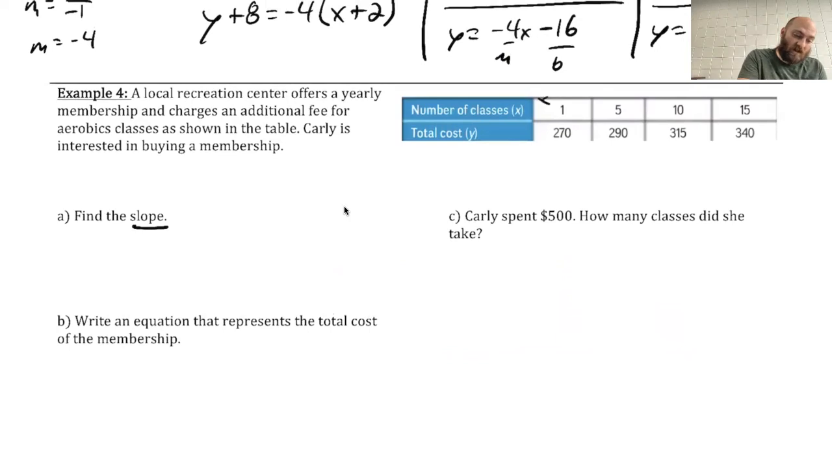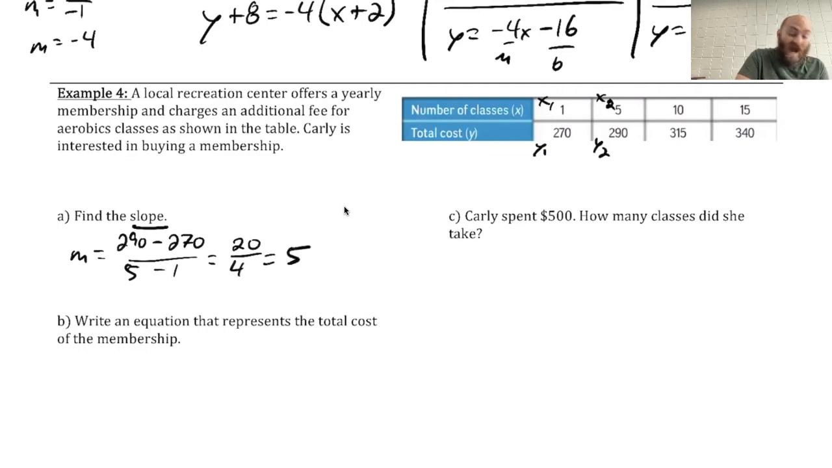Okay, so I'll call this x1, x2, y1, and y2 here. So slope here, I'm going to do it as 290 minus 270 over 5 minus 1. Okay, so 290 minus 270 is going to give me 20. 5 minus 1 is going to give me 4. Divide those out, and I get 5.